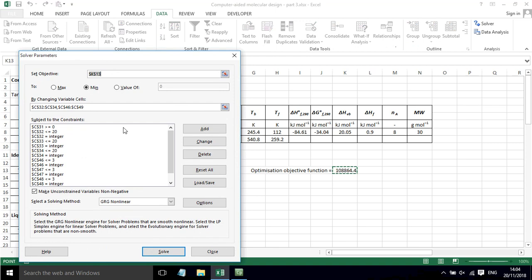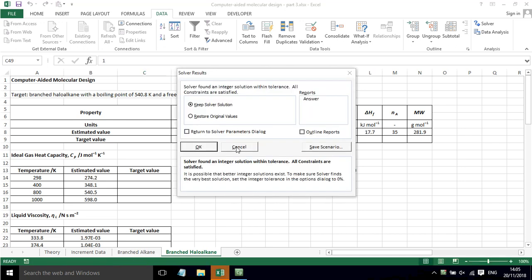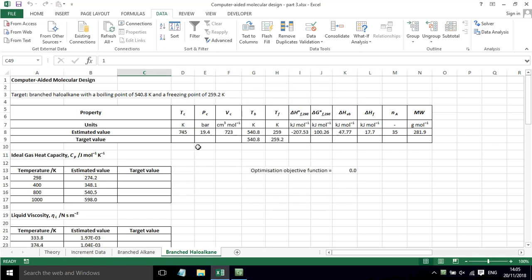So in solver we've got all the things set up in terms of integers, and we can press solve there. Just to point out that the methyl groups have to be greater than or equal to 0. Press solve there. Solver is now looking for a solution by varying all these things. Okay, so solver's now found a solution. We can click OK there. The objective function has been minimized.